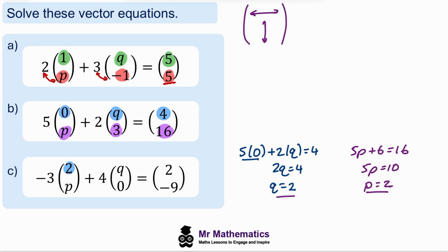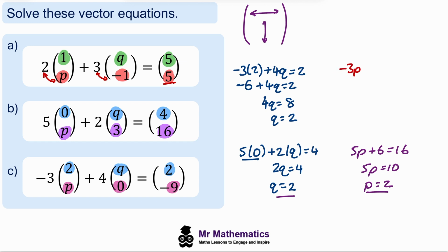Okay, so we've got the horizontal components, and we've got the vertical components. So we can write this as 3 lots of 2 plus 4 lots of q must equal 2. So negative 6 plus 4q will equal 2. 4q must equal 8. q must also equal 2. And then we'll have the vertical, negative 3p, plus 4 lots of 0 will equal negative 9. So 3p will equal negative 9. p must equal 3.